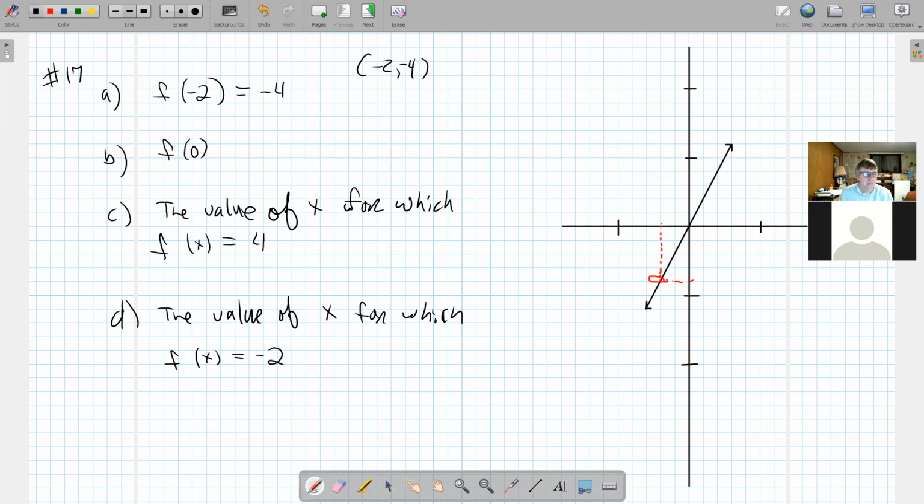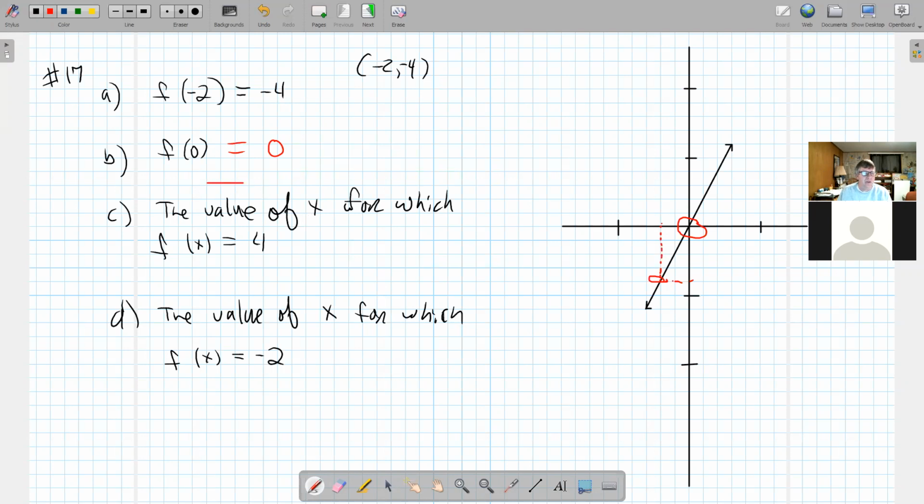All right. Next question. It says f of 0. Where on this graph is x equal to 0? Right there. What's the corresponding y value? 0. So f of 0 equals 0. Okay with that? So all we're doing here is completing ordered pairs.